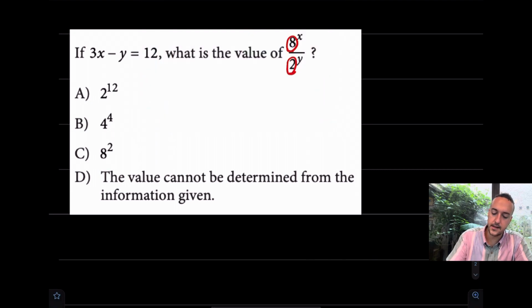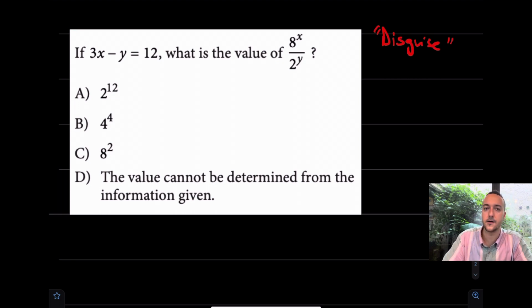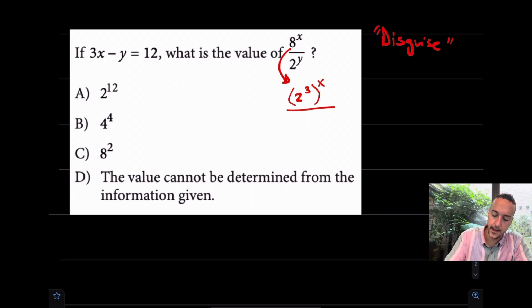First of all, I understand that 8 and 2, those are really juicy numbers, and I don't really know what else to do, but I wonder if I could use my idea of disguise here. Really, is 8 really 8? No, I think it's in disguise. Really, 8 is actually 2 to the 3rd to the x, and this will be 2 to the y. From here, power of a power will become 2 to the 3x all over 2 to the y.